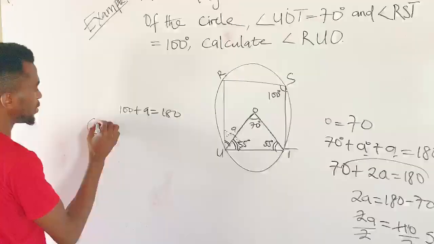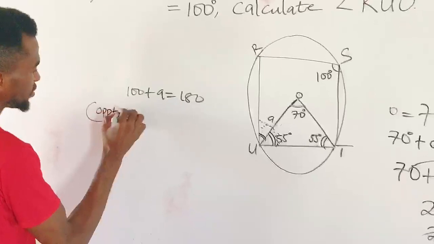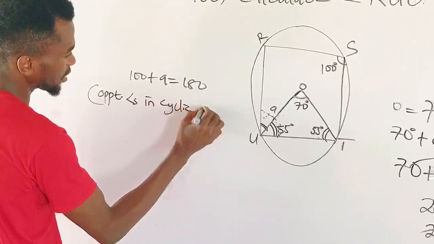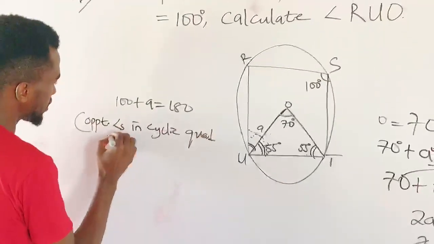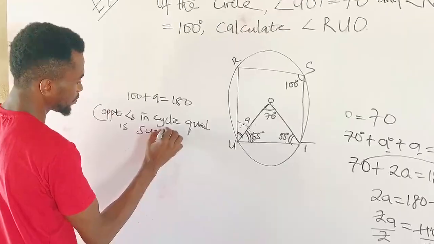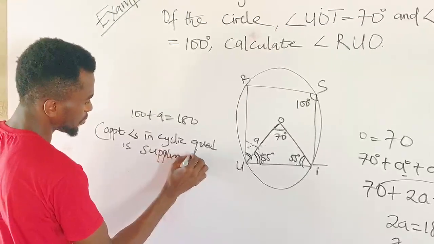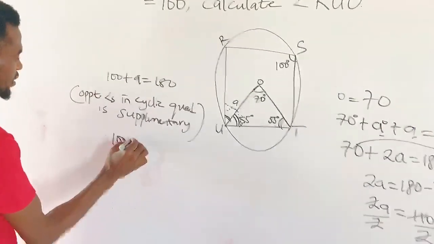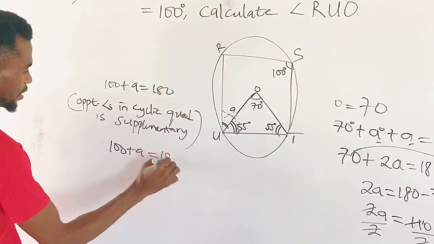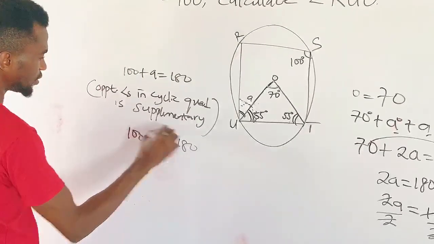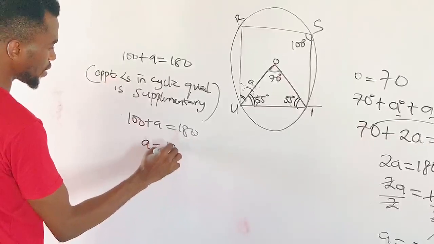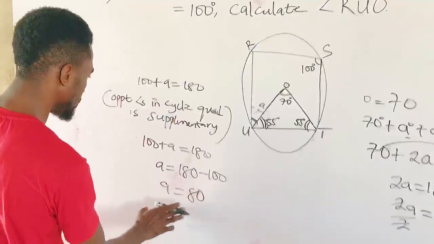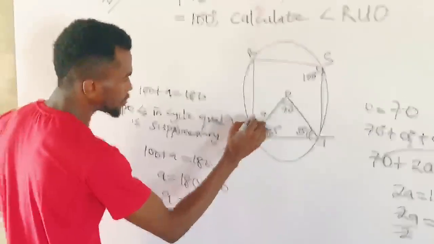Reason: opposite angles in a cyclic quadrilateral are supplementary. This is the reason. So I can have what? 100 plus A is equal to 180. Let the 100 go here. So we have A is equal to 180 minus 100. So A is equal to what? 80. So I have this A to be equal to 80.